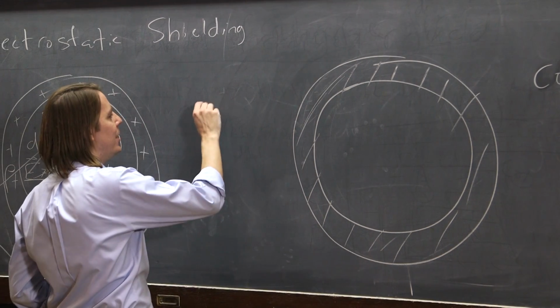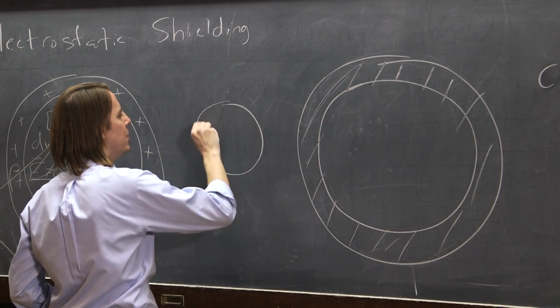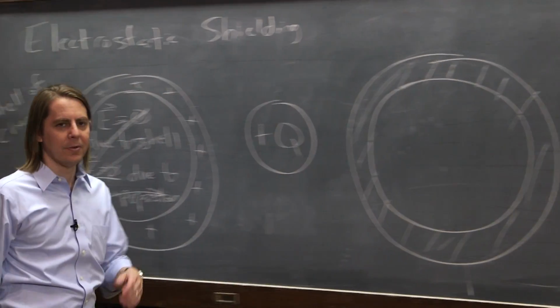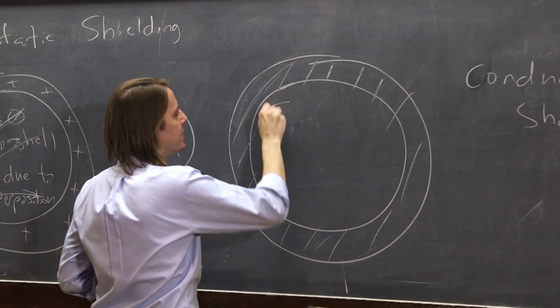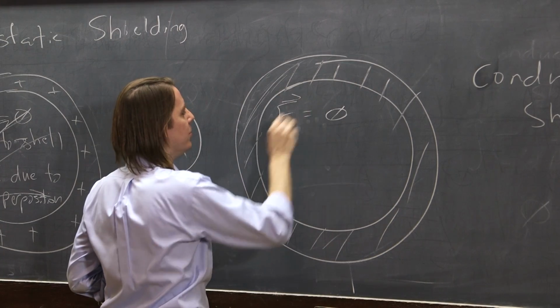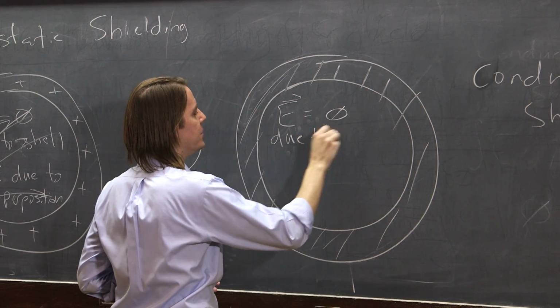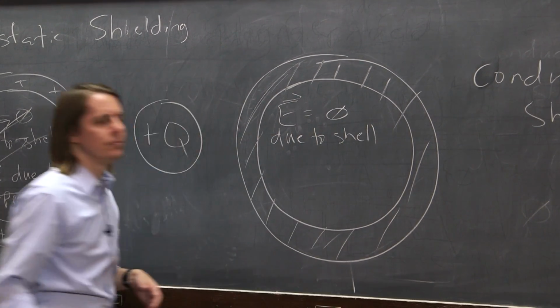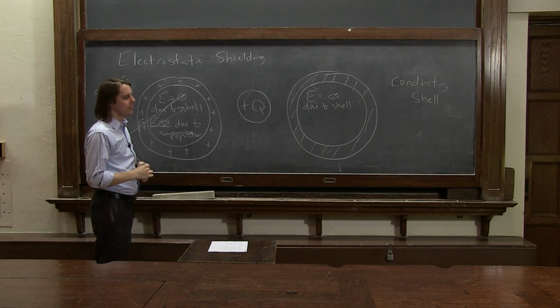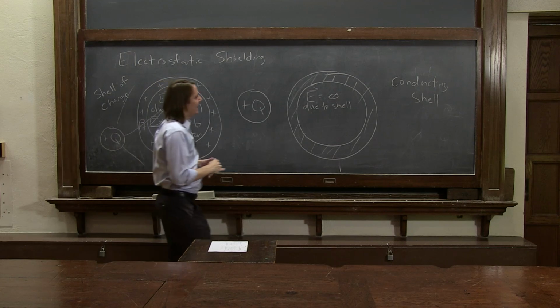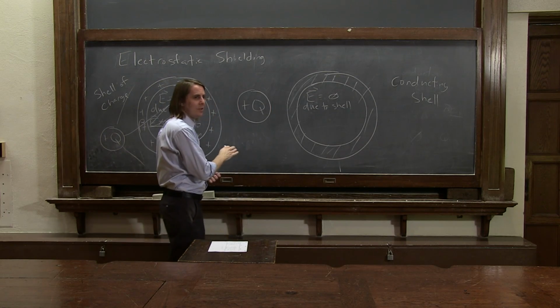Let's think about how a metal or a conducting shell might be different. When the conducting shell is neutral, or even if it's charged, E equals 0, again, due to the shell. A shell itself makes no field. The question is, does it shield from an external charge? And now this will. And the reason is it's different.